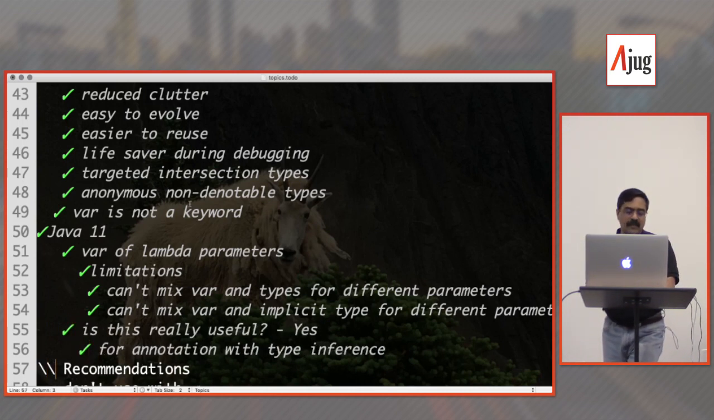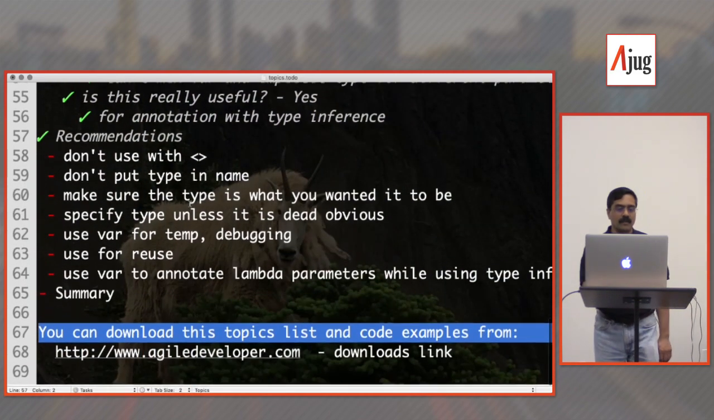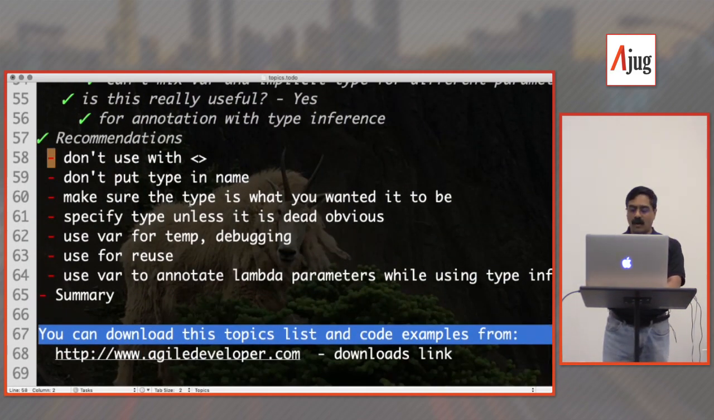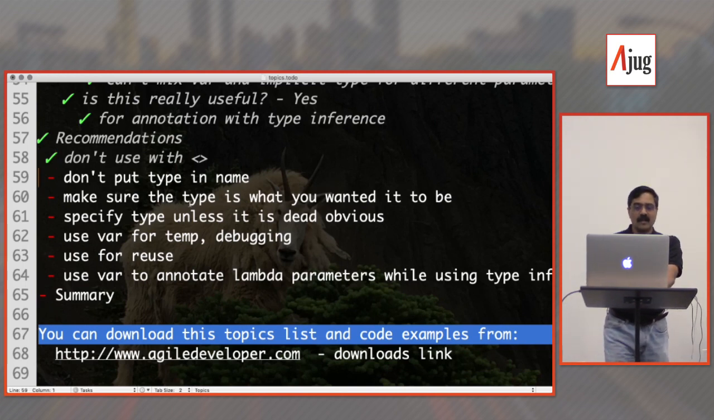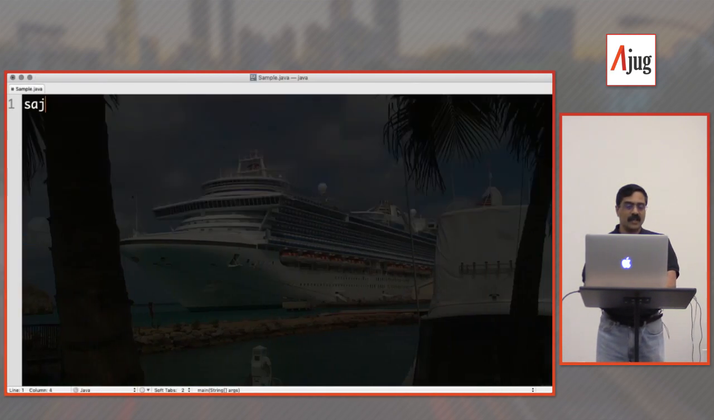So, a bunch of recommendations. A couple of things to remember. Don't use var with diamond. We saw this earlier. When you use diamond, the inference becomes Object. That's terrible. Don't do it. Second, don't put the type in the name. Here's something I've noticed people doing, and I want to emphasize this. So don't do this.